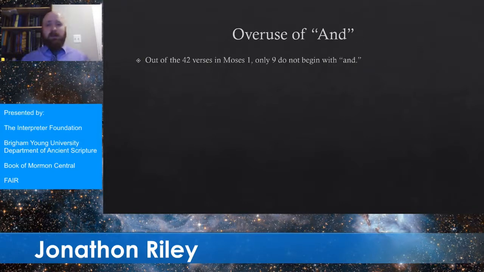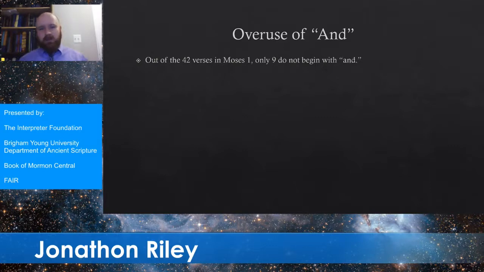An equally grating example is what seems in English like the overuse of the word "and." It appears so often in chapter 1 of the book of Moses, the word "and," that out of 42 verses in the chapter, only 9 do not begin with "and." Although one might simply be tempted to think that this is just Joseph dictating the entire text of the book of Moses as one long run-on sentence, this is actually a common way of writing in Hebrew.